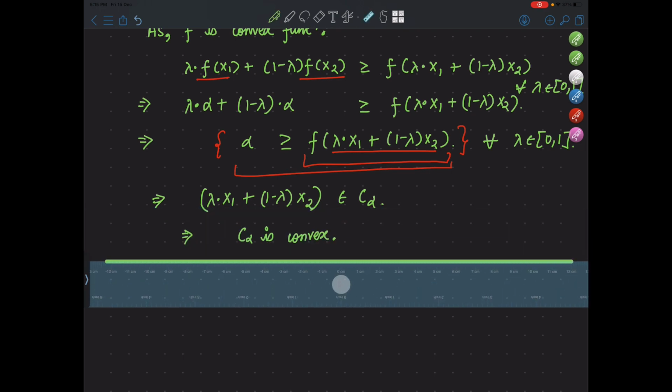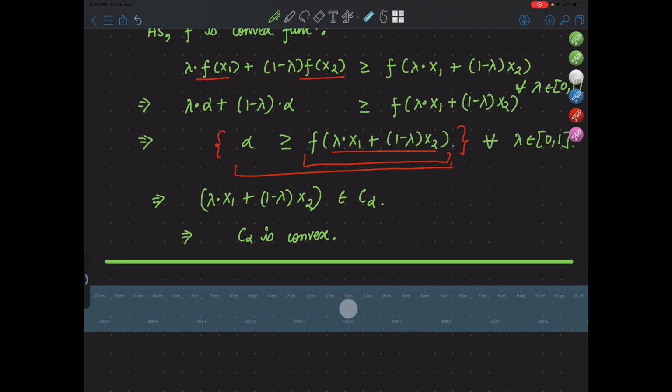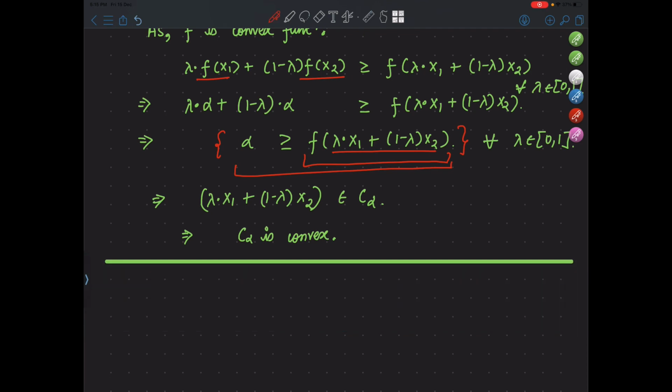Now let's move on. And before moving on, I just want to reiterate the thing that I discussed here, that the converse of this theorem is not true.